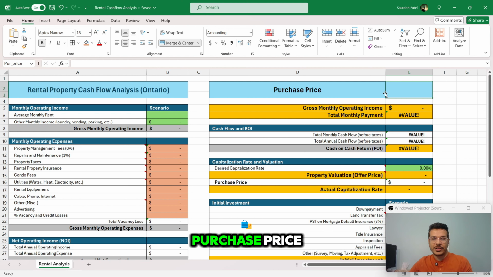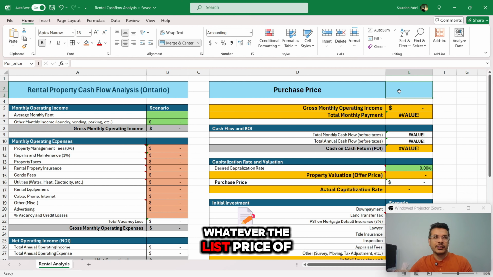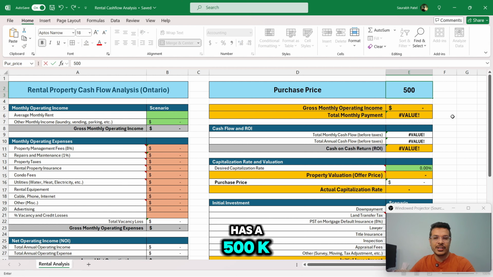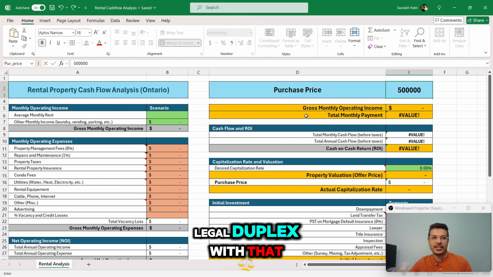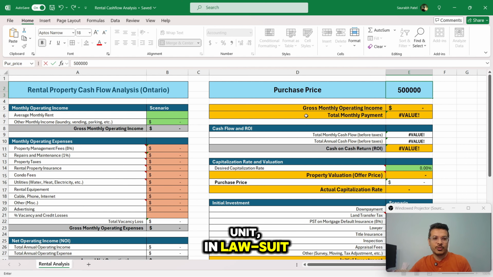So first thing is the purchase price. Right now, let's just start with whatever the list price of the property is. So for this instance, I am just taking 500k as the purchase price. And if you're living in Windsor, you can get a legal duplex with that, or maybe a single family residence with a basement unit in-law suite on that.